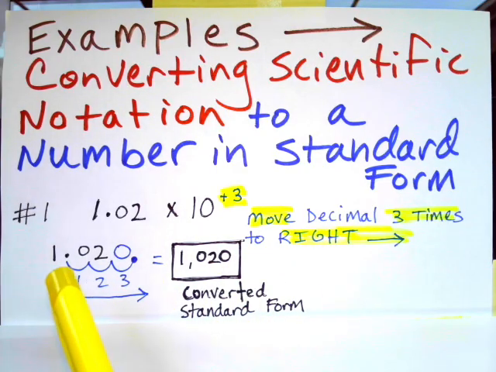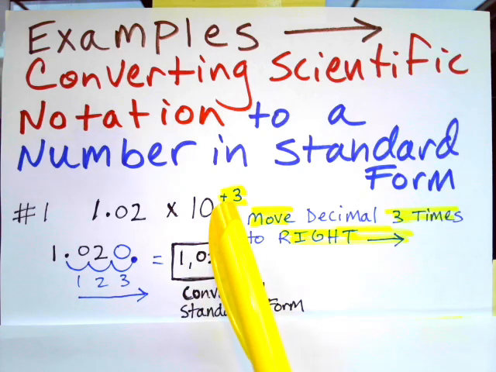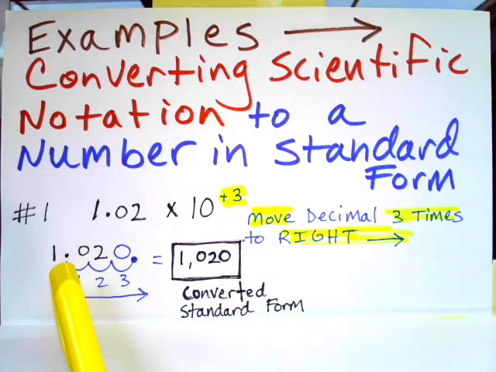Okay, so we move the decimal 3 places to the right. I end up with 1,020. Why? Because the exponential power was positive 3. Move it 3 places to the right. And you have your new converted normal number, or what's called a standard form number.